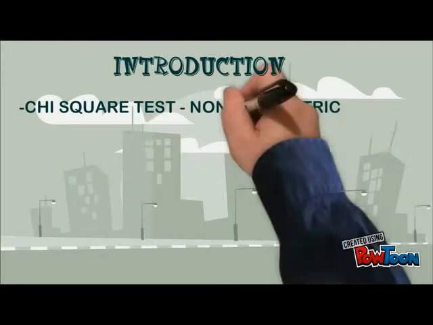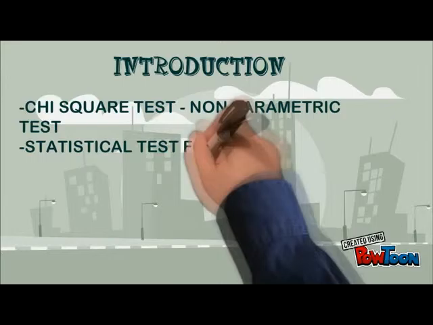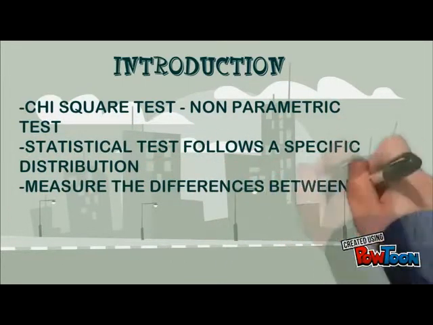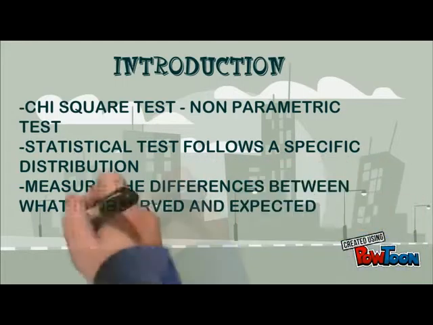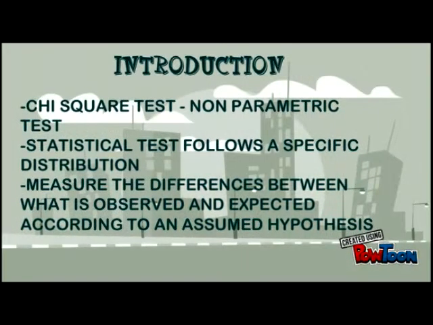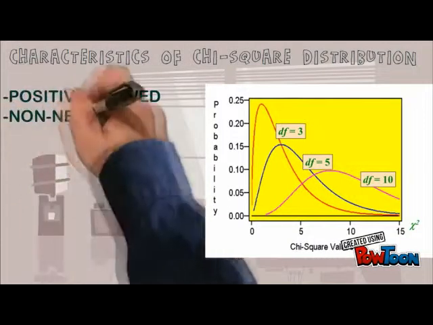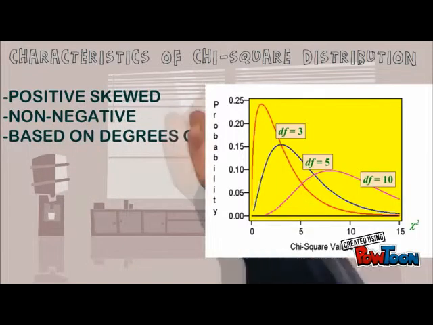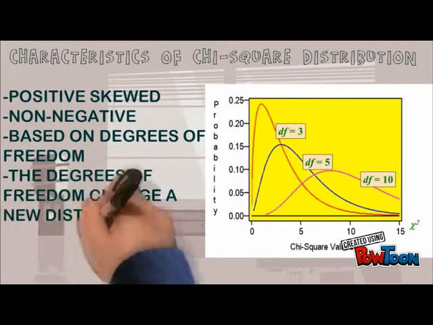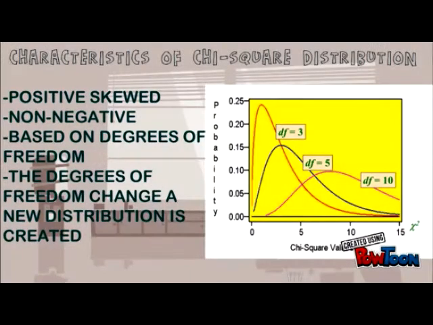Introductions. Chi-square application is a common non-parametric statistical test. These statistical tests follow a specific distribution known as chi-square distributions. In general, the tests we use measure the difference between what is observed and expected according to an assumed hypothesis. The chi-square distribution has the following characteristics that we can see from the diagram.